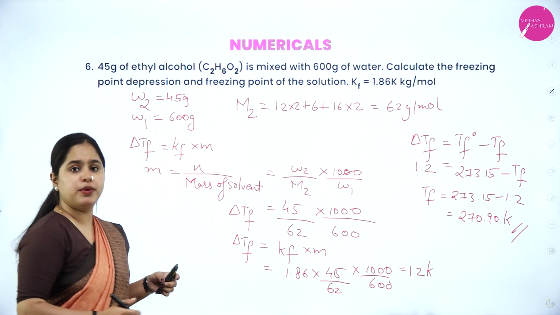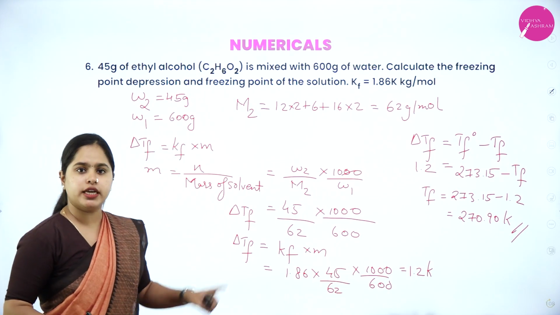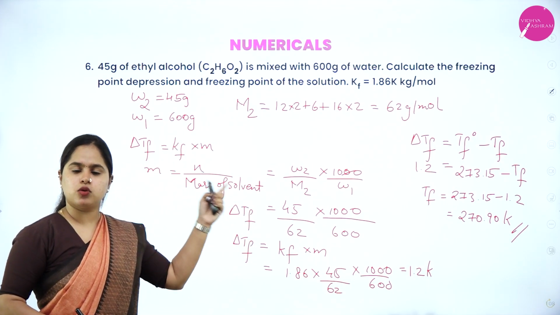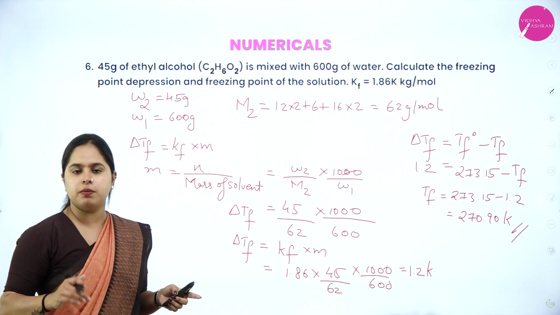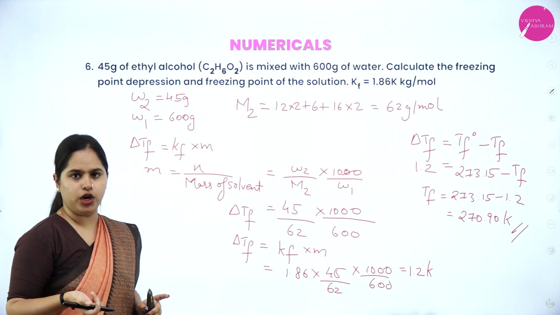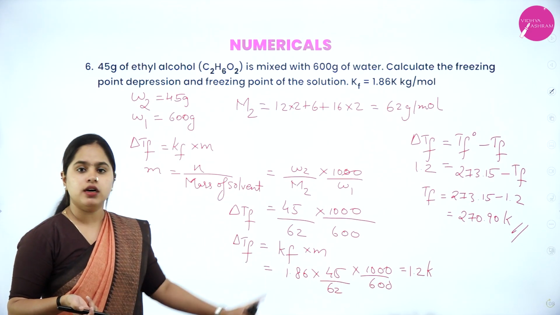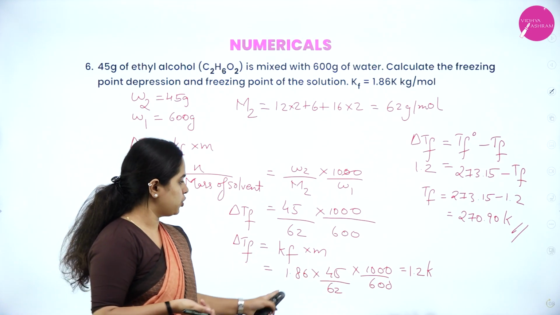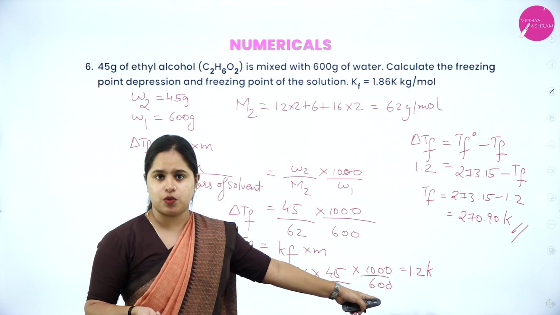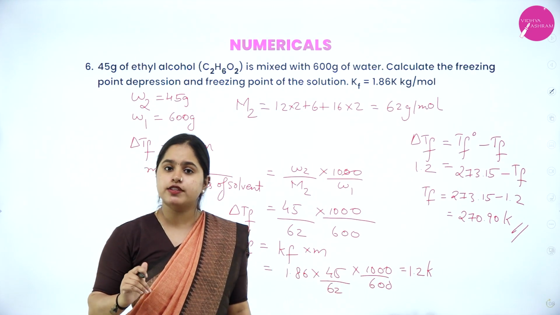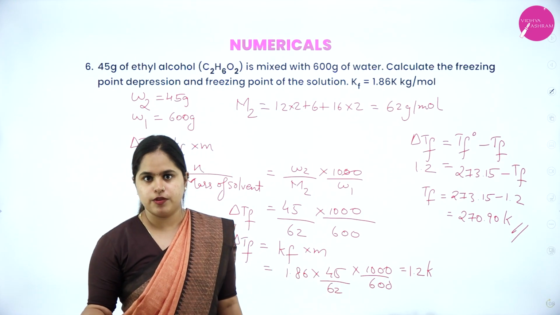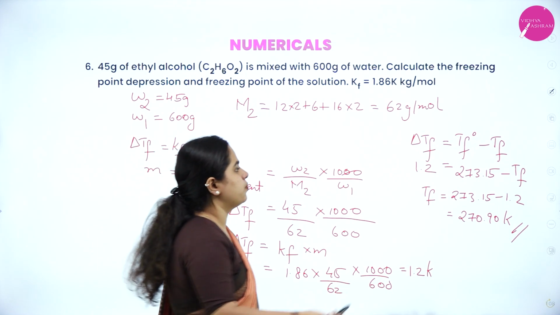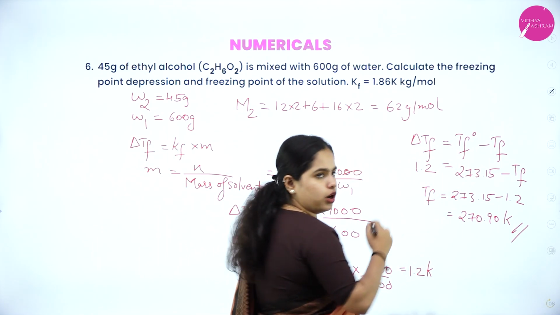So what did we begin with? Delta Tf is equal to Kf into m. We calculated the molality, number of moles by mass of the solvent. That gave you the delta Tf value, which we calculated as 1.2. Now delta Tf is equal to Tf naught minus Tf. What is it that we have to calculate? It is Tf, the freezing point of the solution.